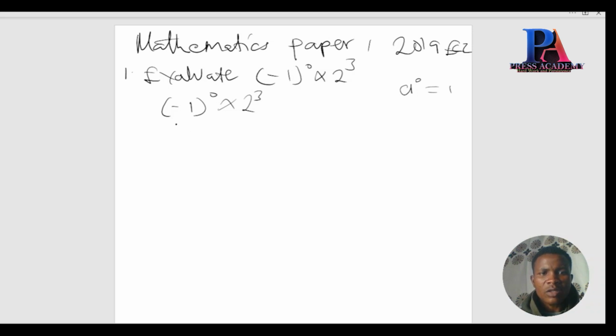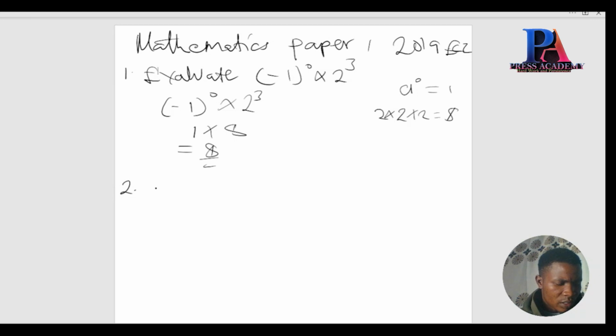So any number raised to the power 0 is 1. So this is 1 times 2 to the power 3. Then you expand 2 and evaluate. So it will be 2 times 2 times 2 is equal to 8. Then you multiply this 8 by 1, you still get the answer, which is 8. Okay, so let's look at the second question.